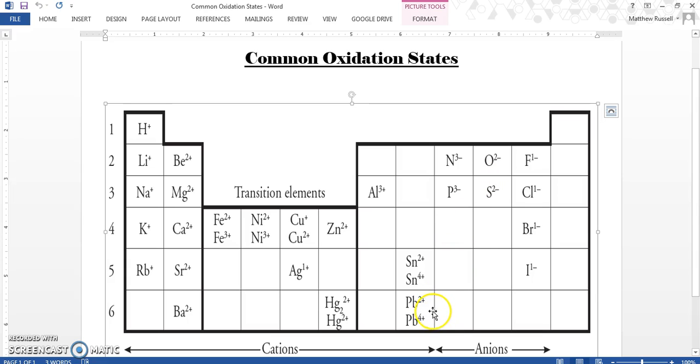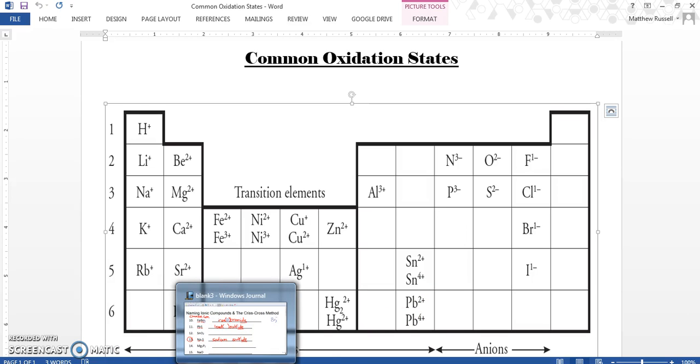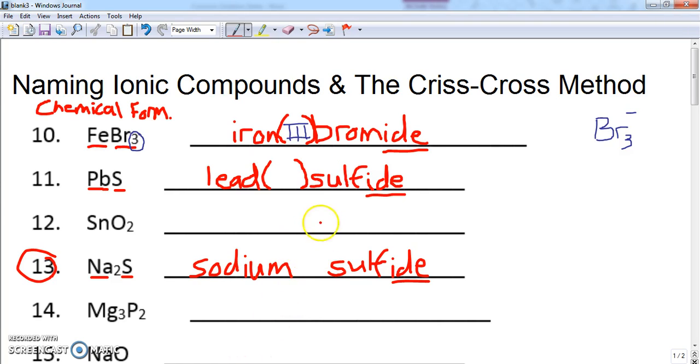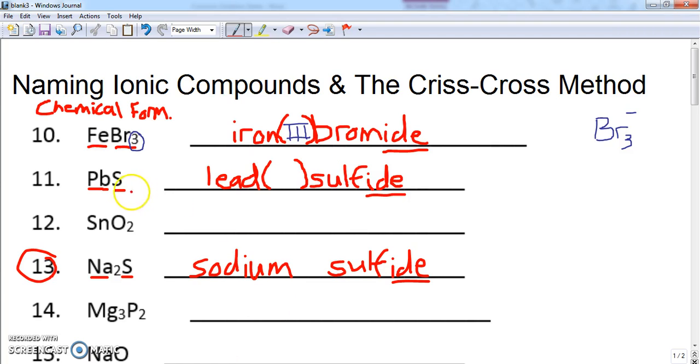It's right here. There is a 2 plus and a 4 plus, so it could either be a 2 or a 4. We'll have to choose which one. Now, we have sulfur right here. Sulfur is a 2 minus, okay? We only have one sulfur atom, okay?